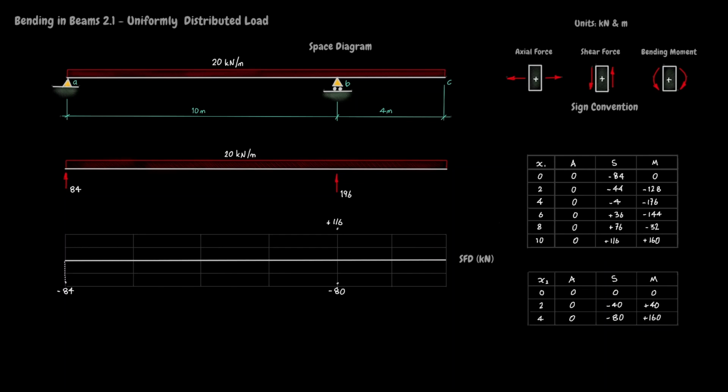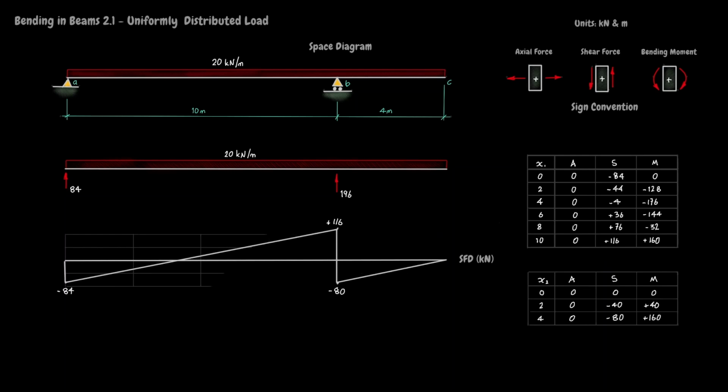And we know that shear force varies linearly under a UDL, so connect these points with straight lines. Note that the reactions are effectively point loads and they cause steps in the shear force diagram. Step heights are equal to the magnitude of the reactions.